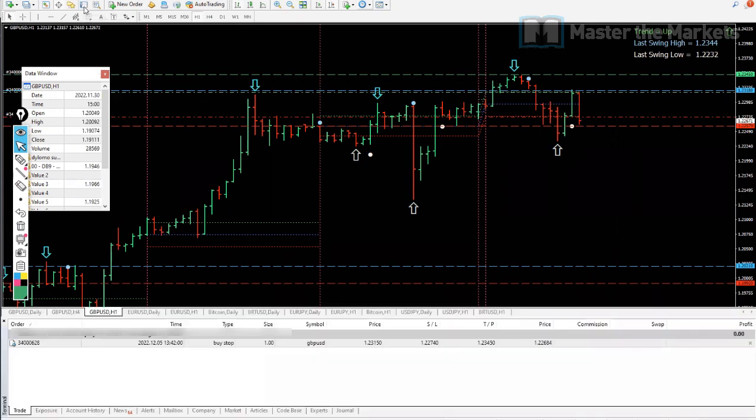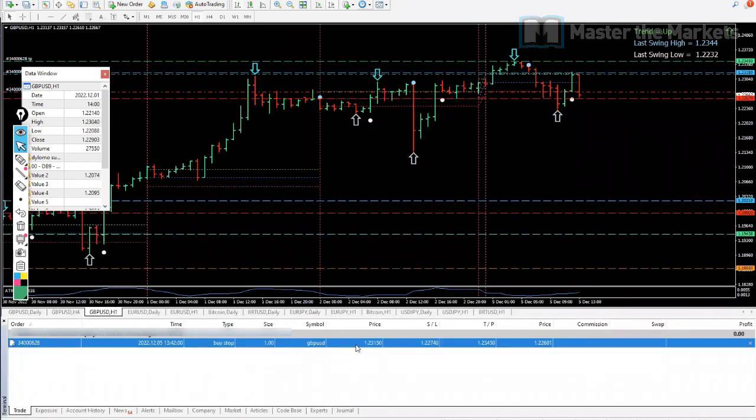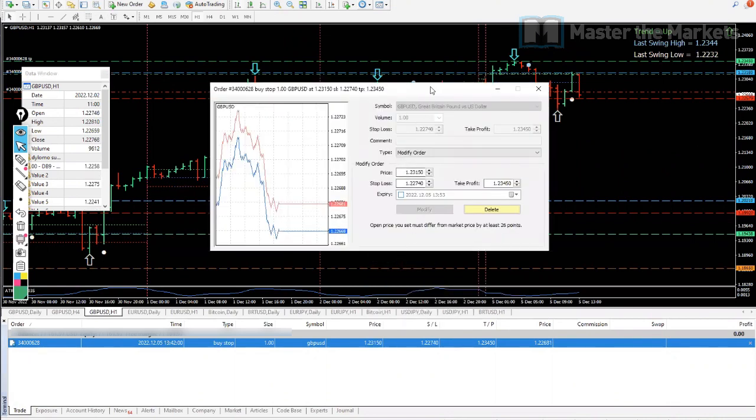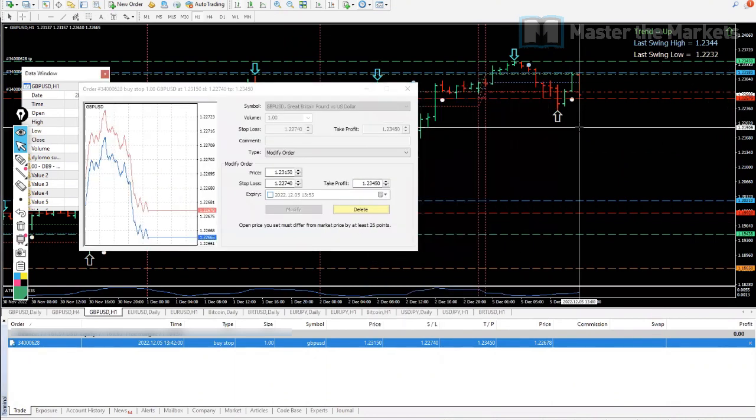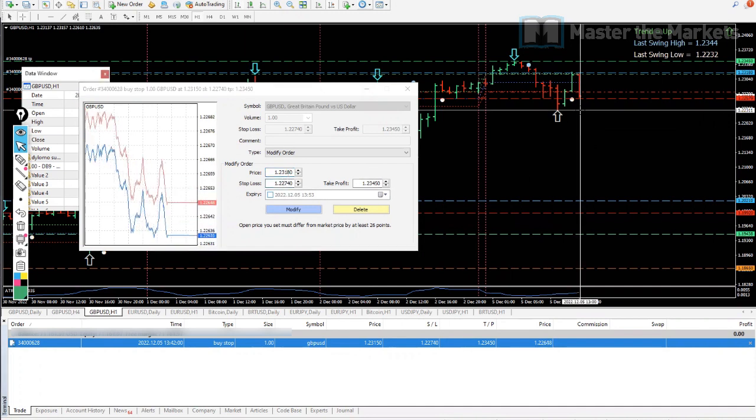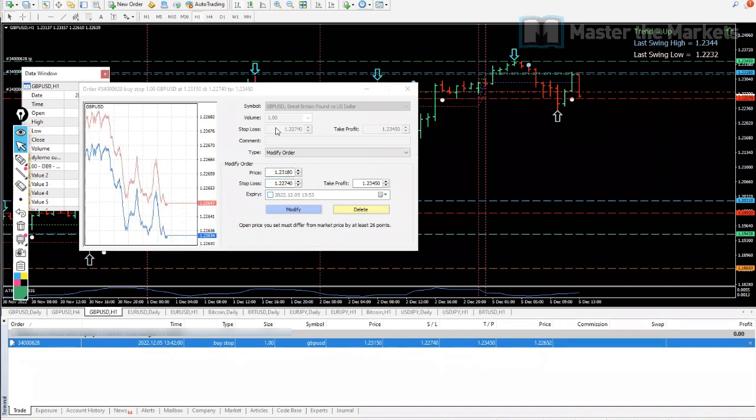So let me place all this trade over here. So GBP/USD, so let me just modify or delete the order. And over here, the high of the bar would be 1.2315. So that will be 1.2316 actually, 27 to take it up by one pip, and then 1.2318 to give these spreads. Okay, so 1.2318.